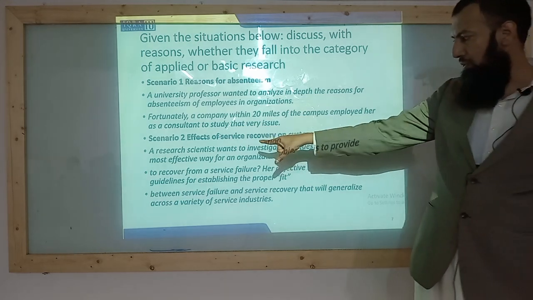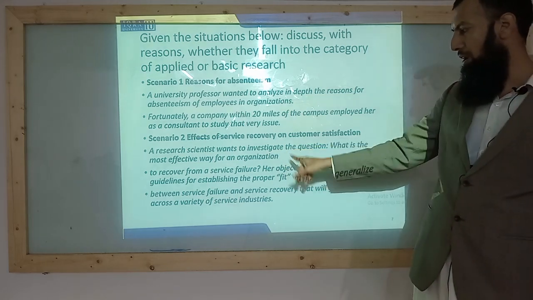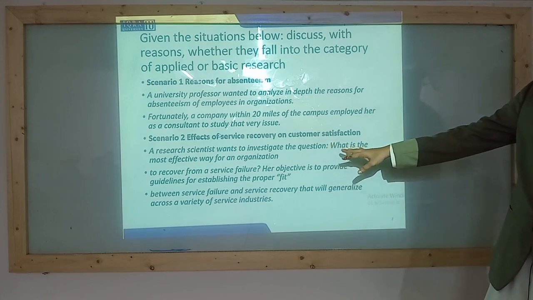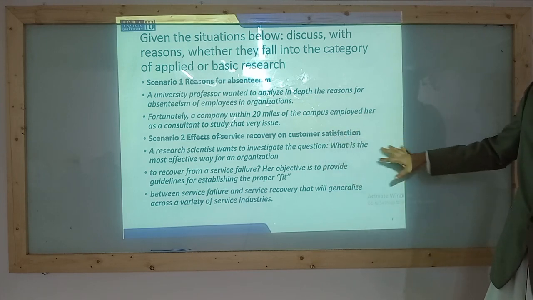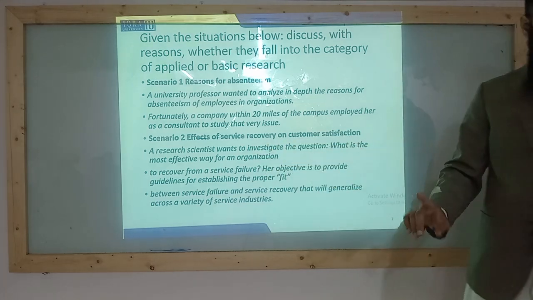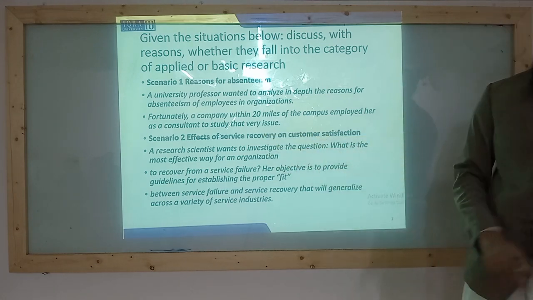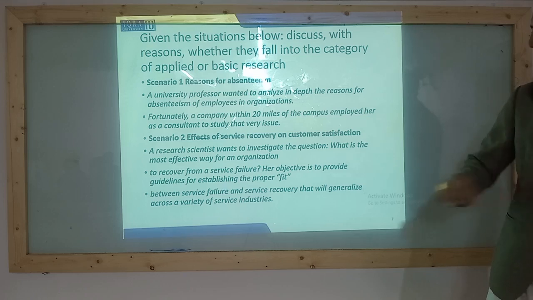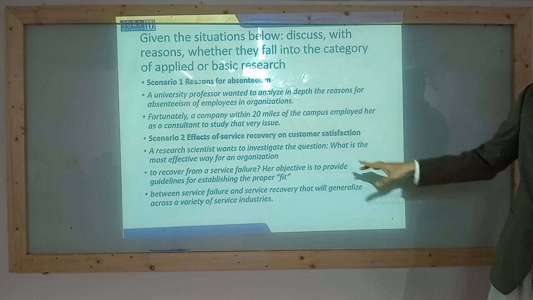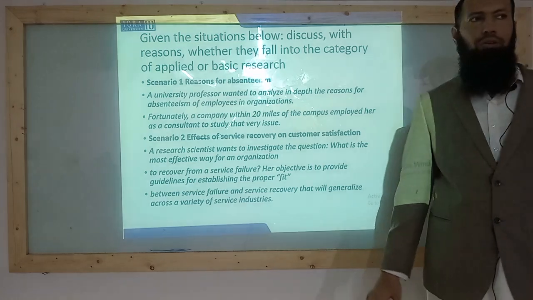A research scientist wants to investigate the question, what is the most effective way for an organization to recover from a service failure? Her objective is to provide guidelines for establishing the proper fit between the service failure and the service recovery that will generalize across a variety of service industries.